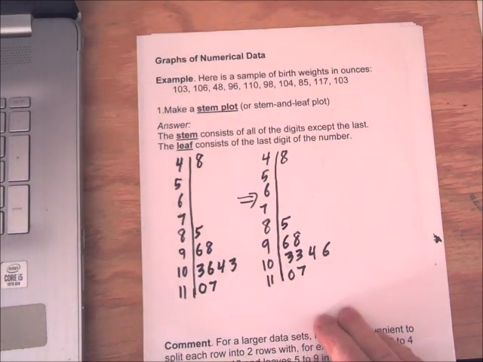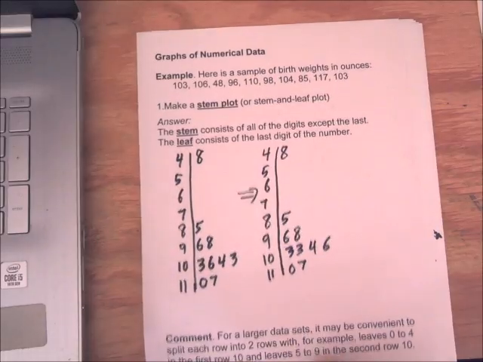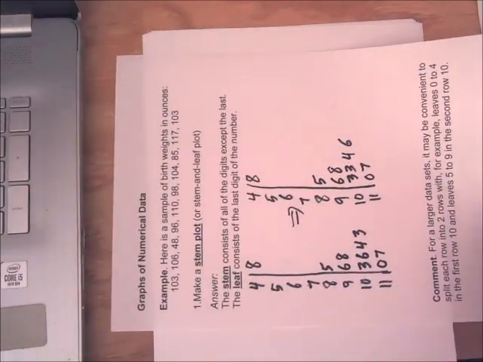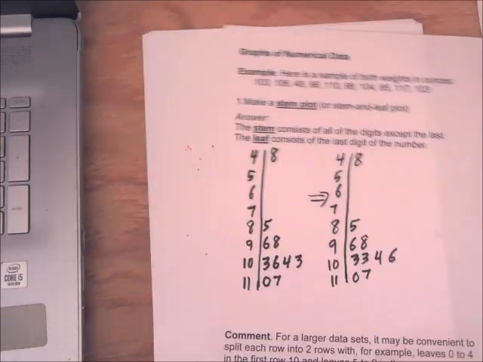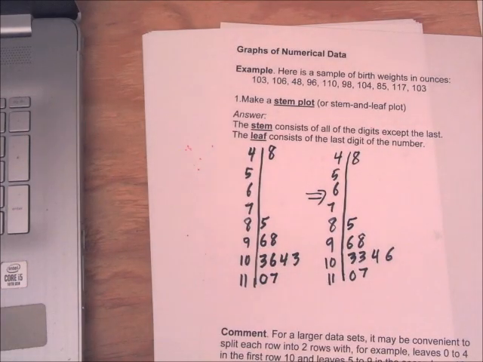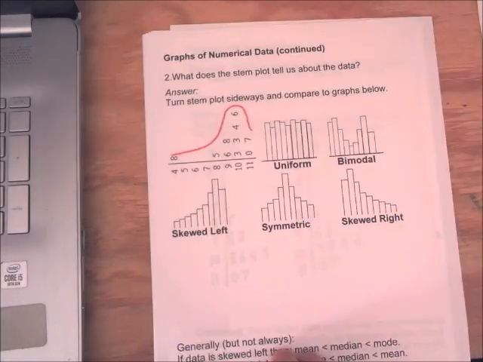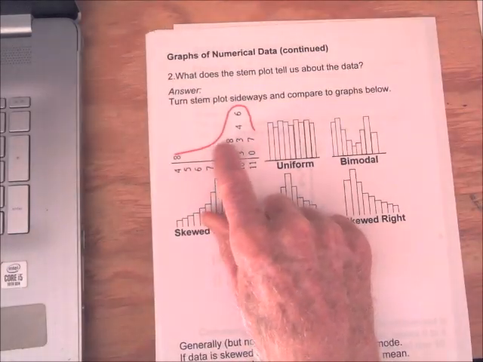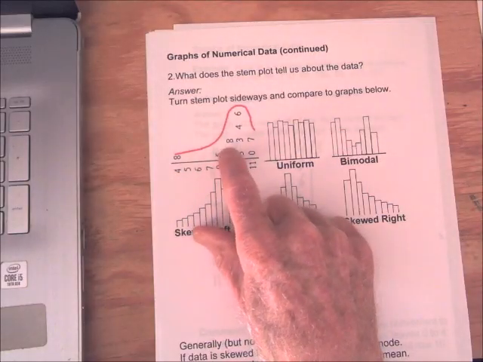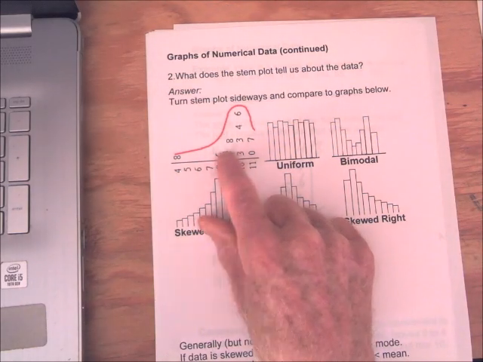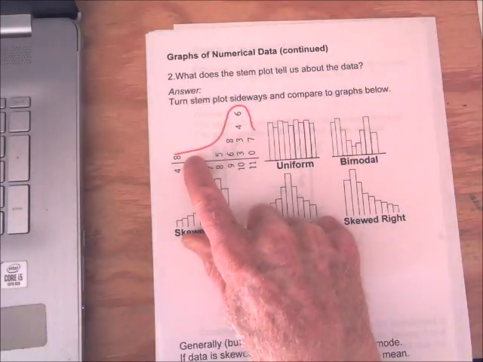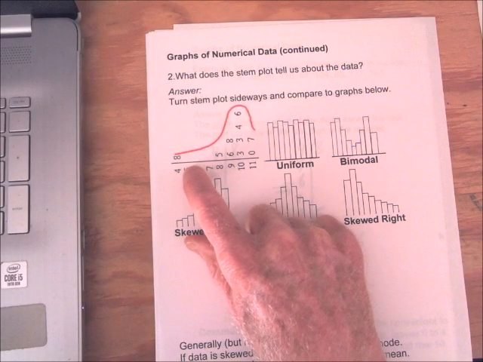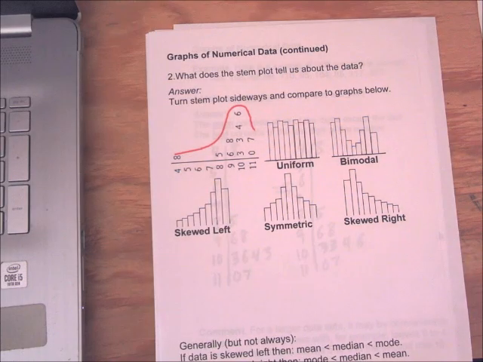And so now we can use that to interpret data. And for that, it might be helpful to turn our graph sideways. So the longer tail is on the left here. So it looks like it's skewed left. It looks like one main cluster skewed left, and possibly an outlier of 48 ounces here.